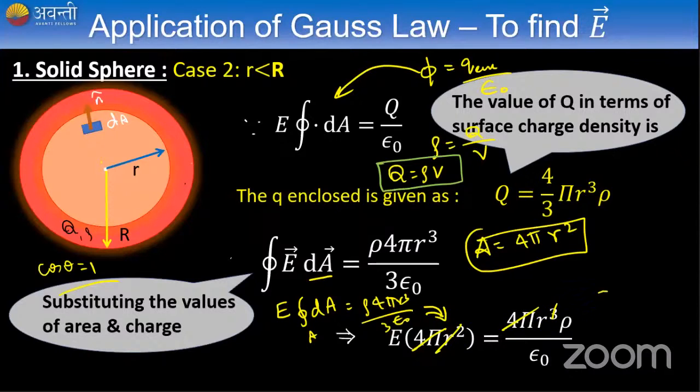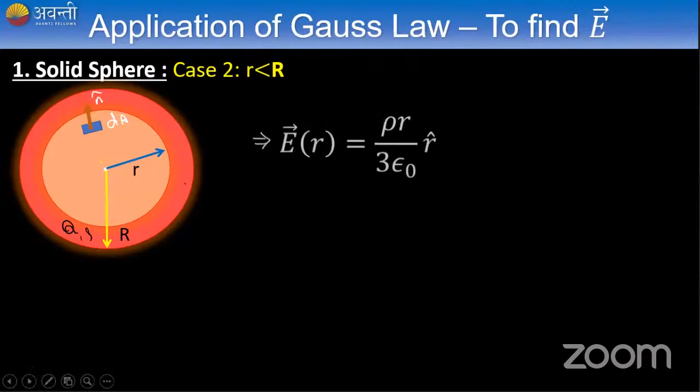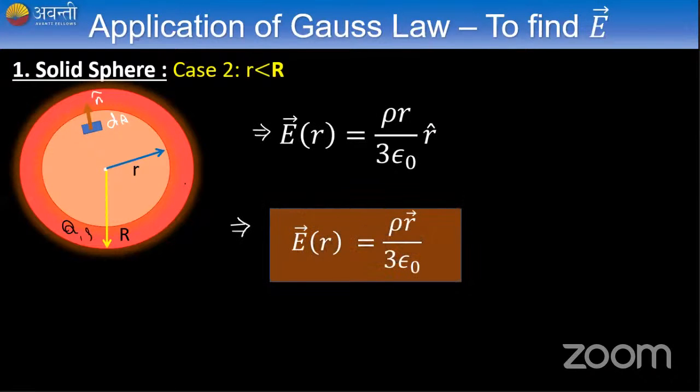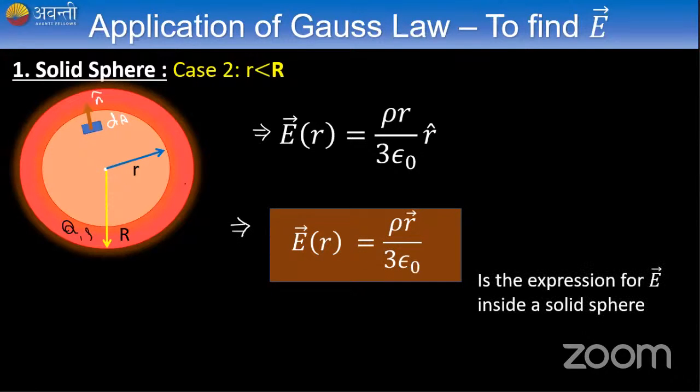So I'll get E equals R rho by epsilon naught, into 1 by 3. This is my expression for the electric field inside a solid sphere. Okay. So I get the expression E equals rho R by 3 epsilon naught.